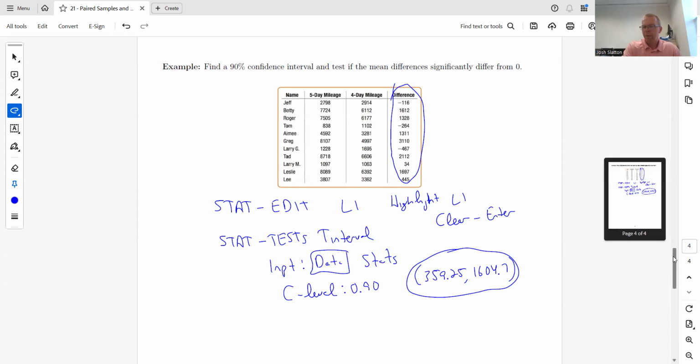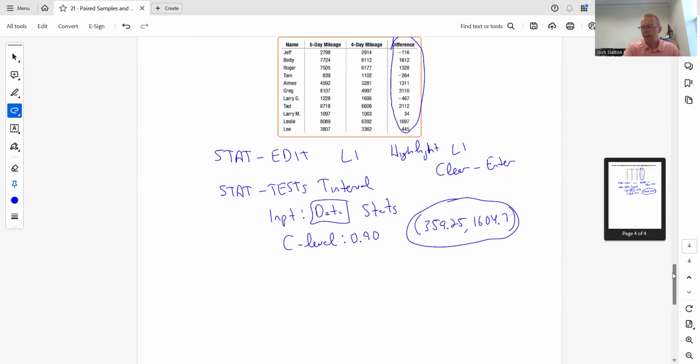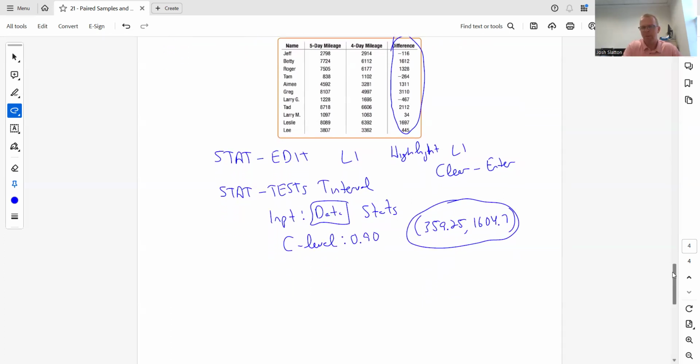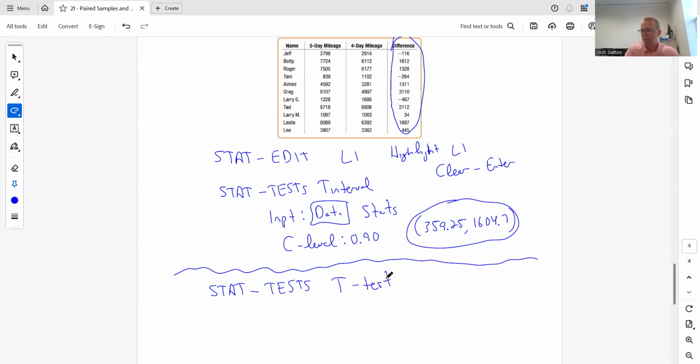Now we can also do what's called a t-test, which I guess we may have called it that before, but we've not used that on the calculator. So we can go again to stat test with the data already in there. And now select t-test. And again, we have input, and we can select data or stats. We're going to select data since we have our data put in.